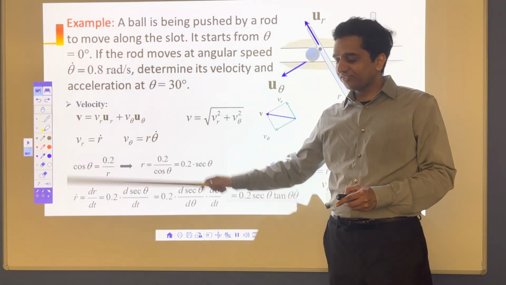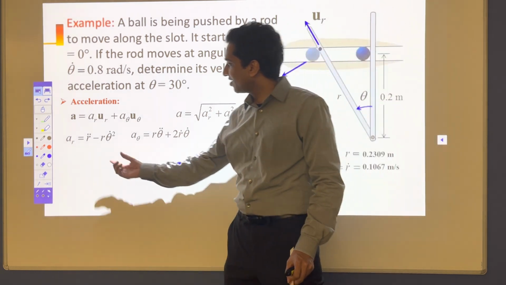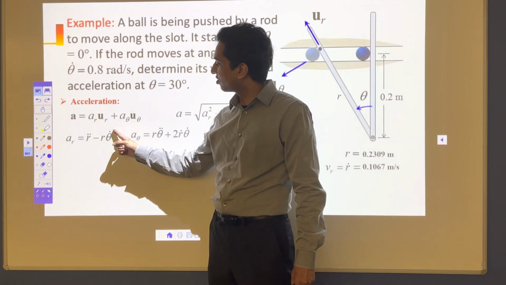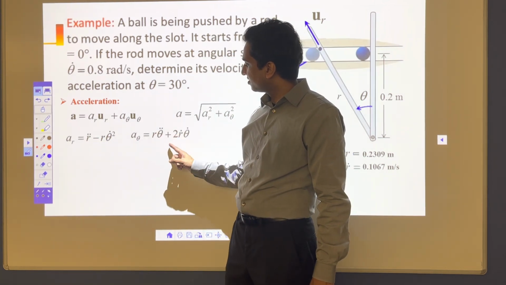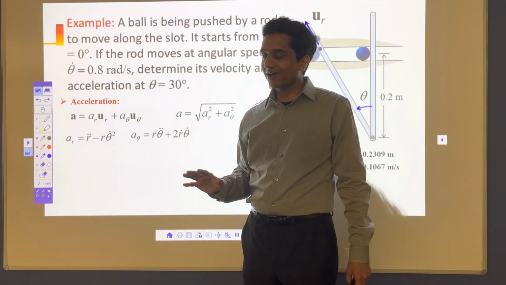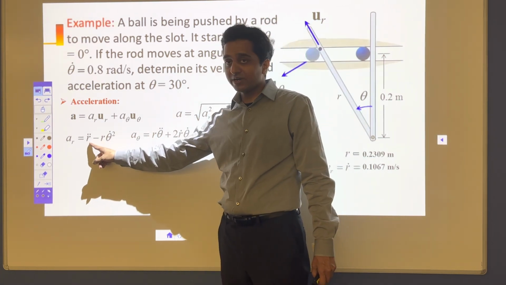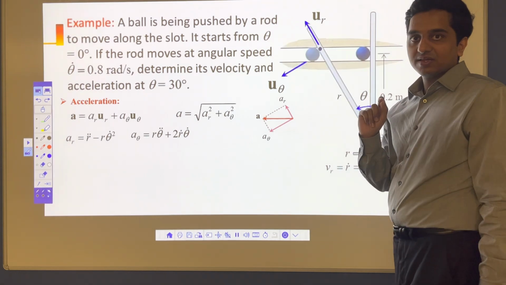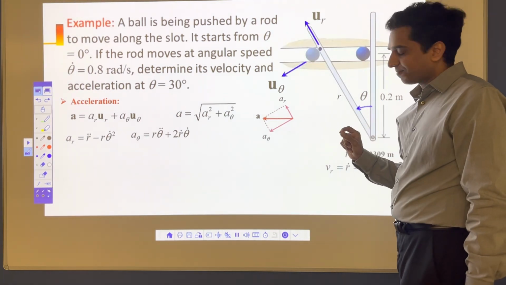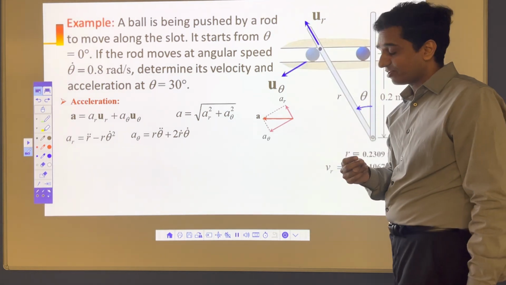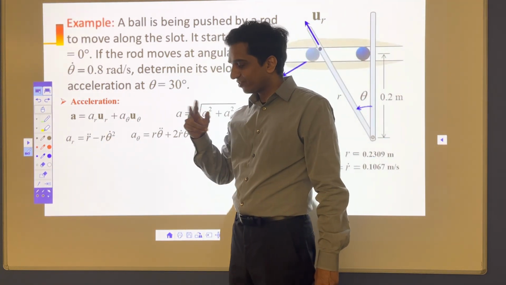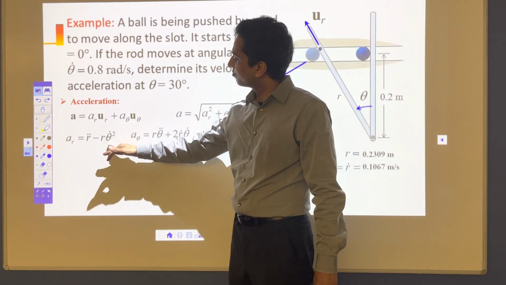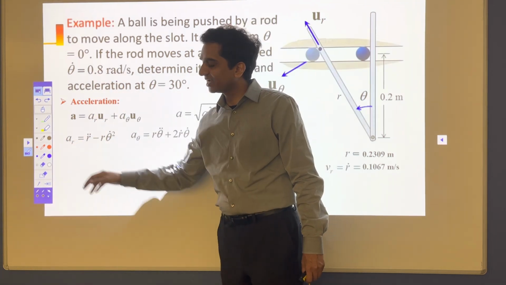Now we have to find this acceleration. To find acceleration, we have these definitions. The acceleration is r double dot minus r theta dot square, and r theta double dot plus 2 r dot theta dot. Here r double dot is the double derivative of r. We have already calculated r as 0.2 sec theta. Now we have to find the double derivative of that, that's your r double dot. We need to differentiate with time two times. r is 0.2 sec theta, theta is 30 degrees, and theta dot is 0.8. You can calculate that, and you will get the value of ar.